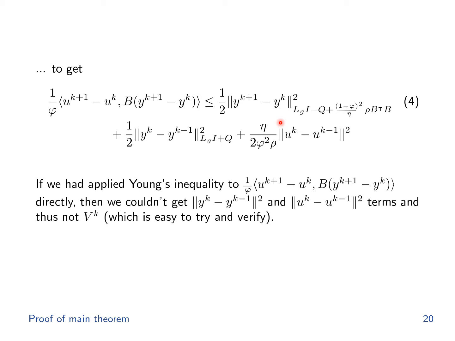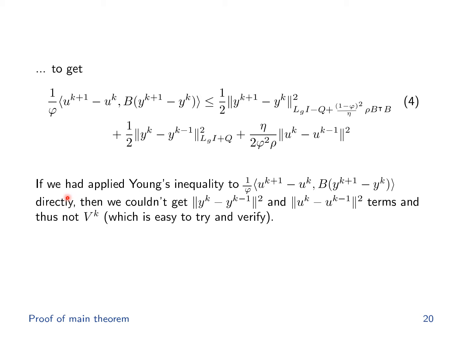There are other yk plus 1 minus yk norm terms with different matrices, and all of them are going to combine. We only need to ensure that the matrix as induced norm for yk plus 1 minus yk in the Lyapunov function is positive semi-definite.